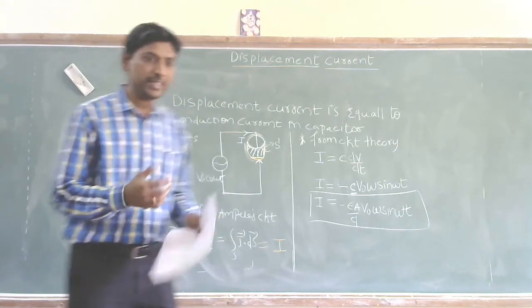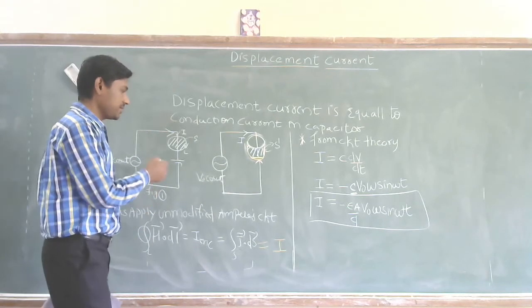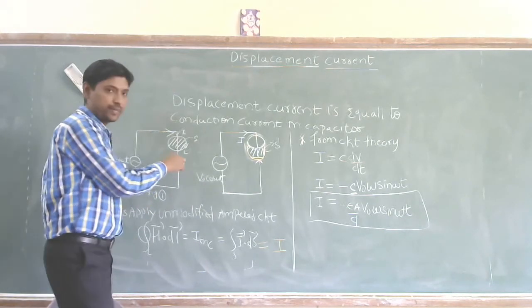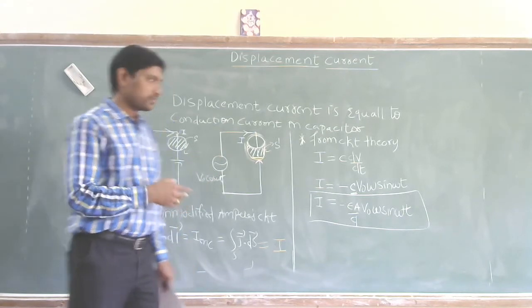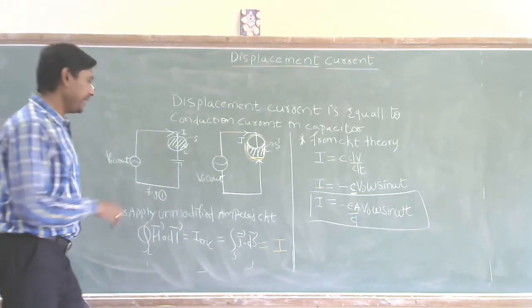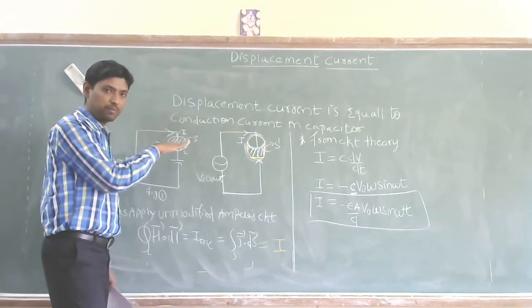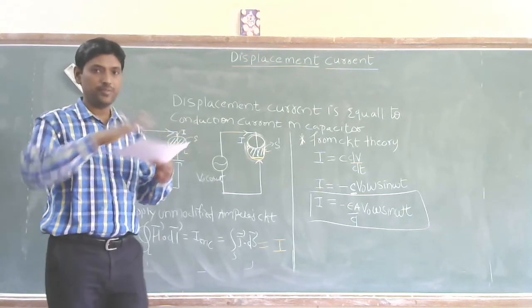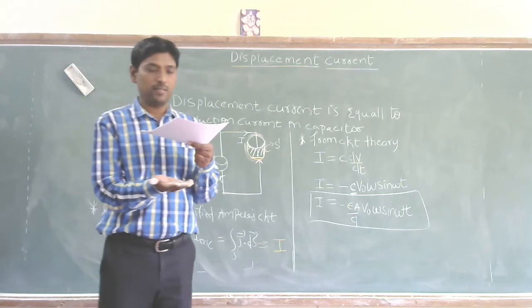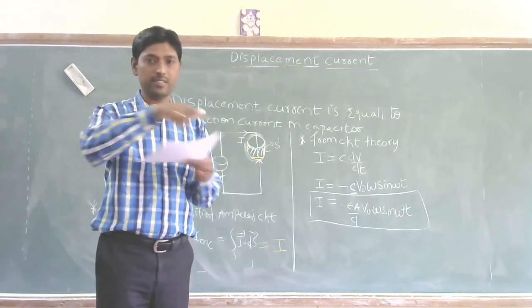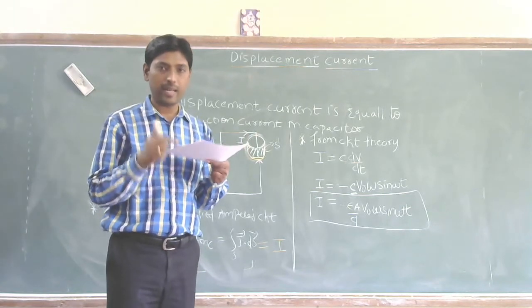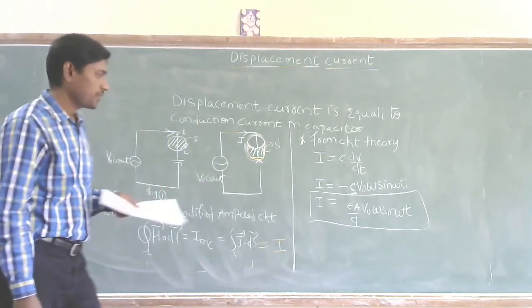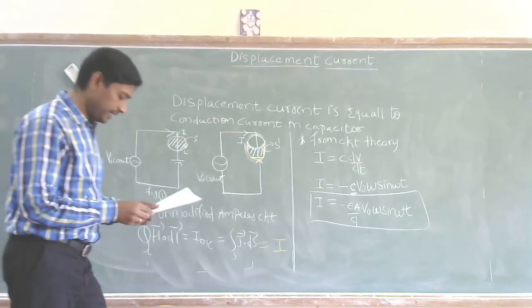For a parallel plate capacitor, the capacitance is epsilon times A divided by D, where epsilon is the permittivity of the dielectric medium. A is the area of the parallel plate, if you have one more parallel plate here, and D is the distance between the parallel plates. And that is the current I.